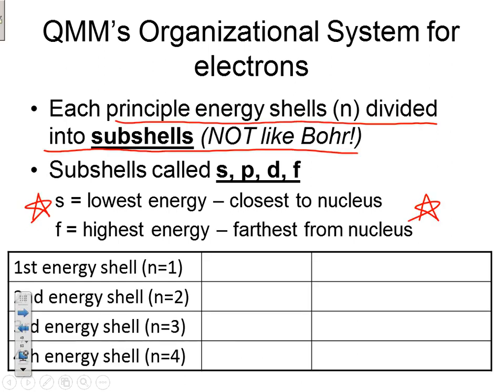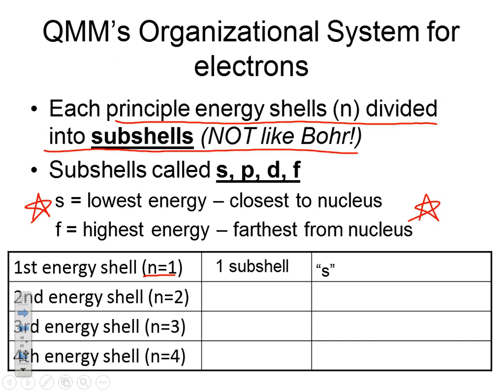Now, each energy shell has a different number of subshells. So you don't have S, P, D, and F in all of your energy shells. There is, however, a predictable way to tell how many subshells each energy shell will have. The first energy shell, so n equals 1, our first energy level, will have 1 subshell. First shell has only 1 subshell. Now, which of the S, P, D, or F subshells will it have? It's going to have the lowest energy one first. So in the first energy shell, there is only an S subshell.